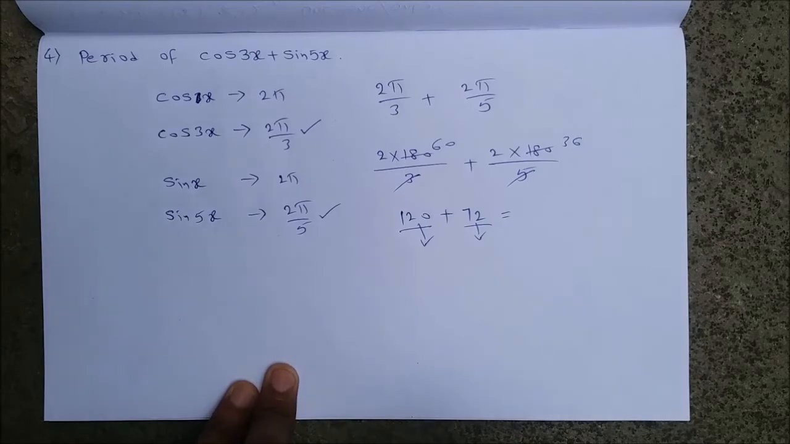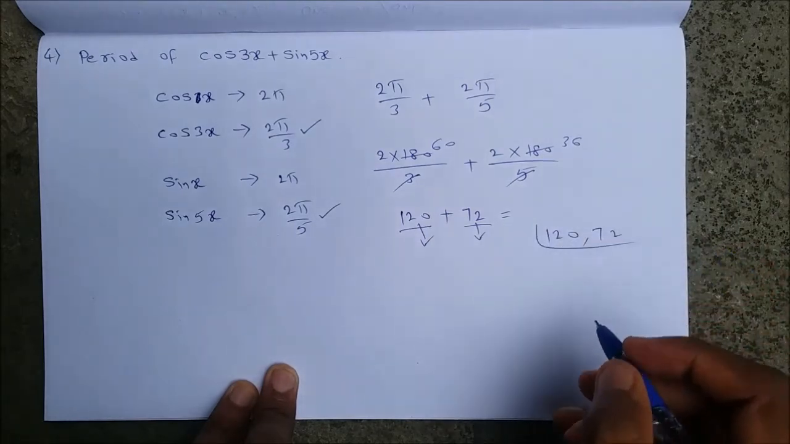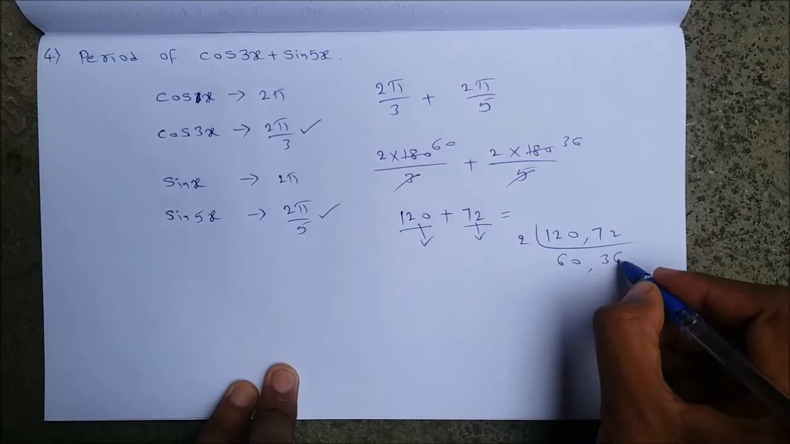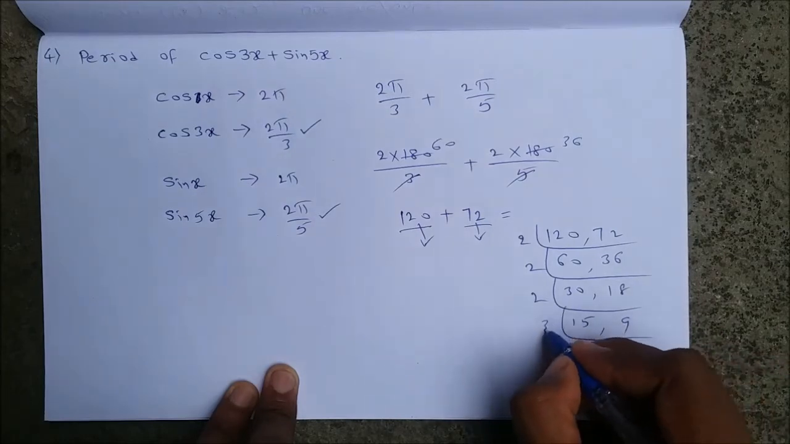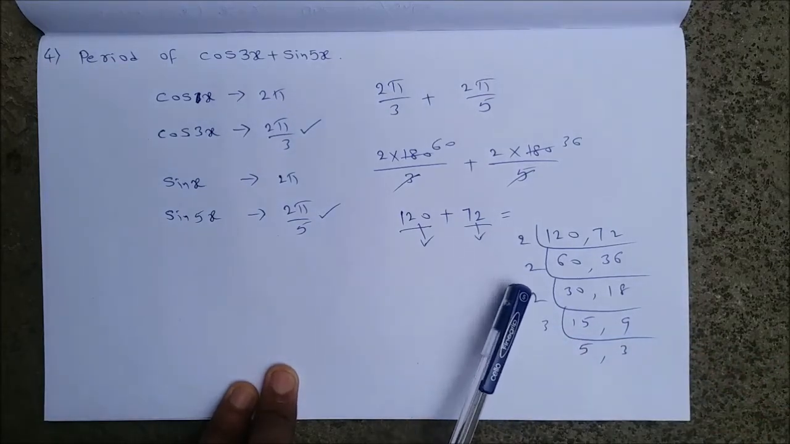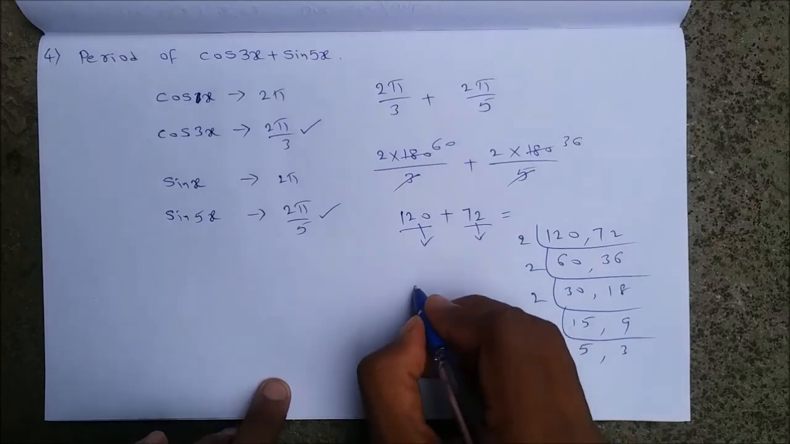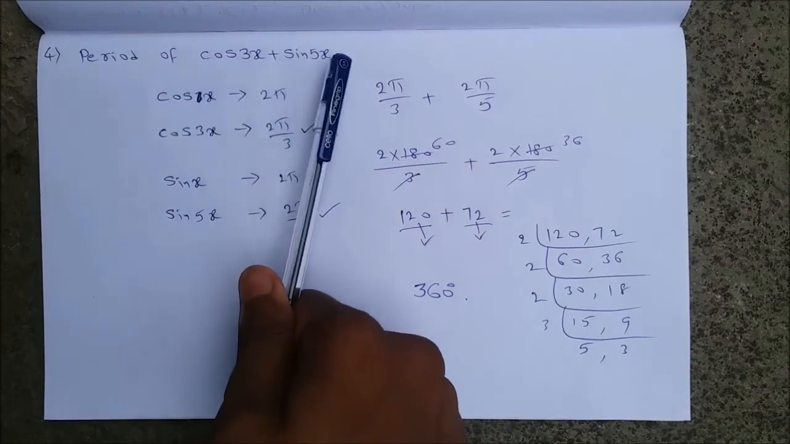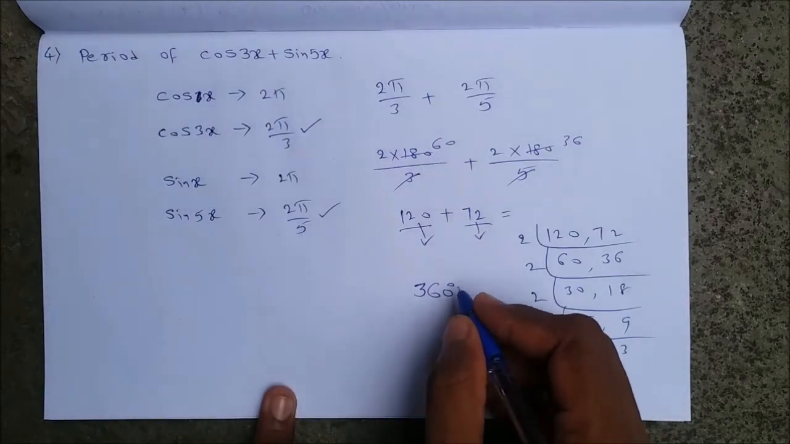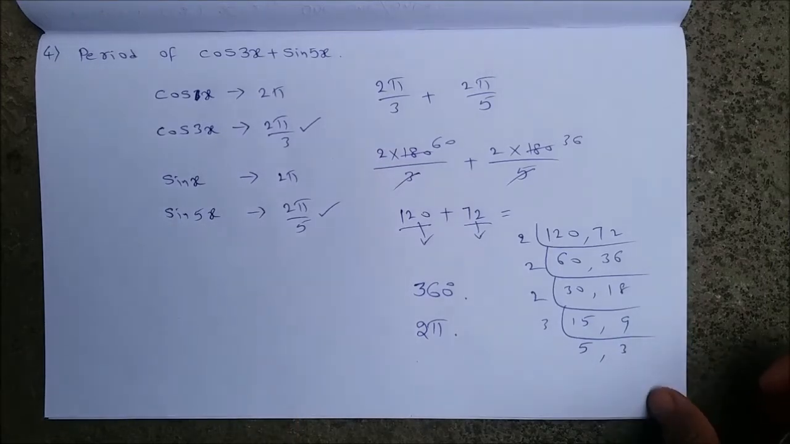So these two numbers are 120 and 72. If we do the LCM of 120 and 72: 2 60s are 120, 2 36s are 72, 2 30s, 2 18s, 2 15s, 2 9s, 3 5s, 3 3s. 2 into 2 is 4, 4 into 2 is 8, 8 into 3 is 24, 24 into 5 is 120, 120 into 3 is 360 degrees. So the period of cos 3x plus sin 5x is 360 degrees. Again, if we convert these degrees to radians, we will get 2 pi. So the period of cos 3x plus sin 5x is 2 pi radians.